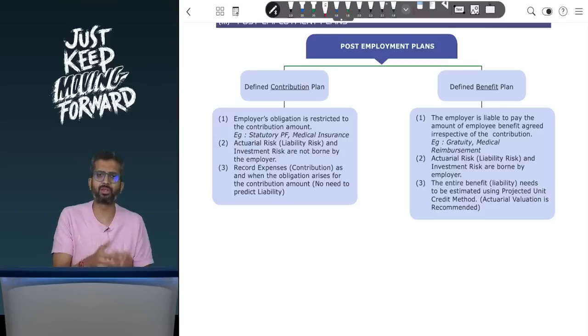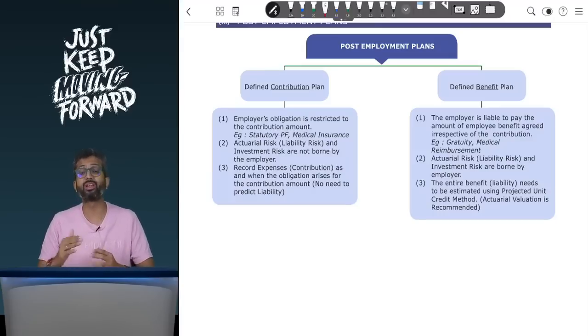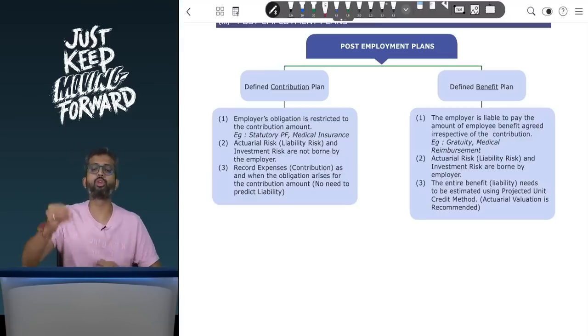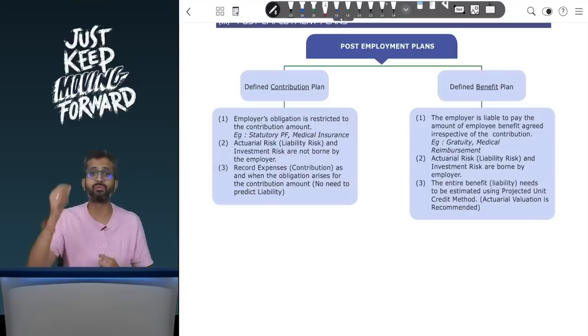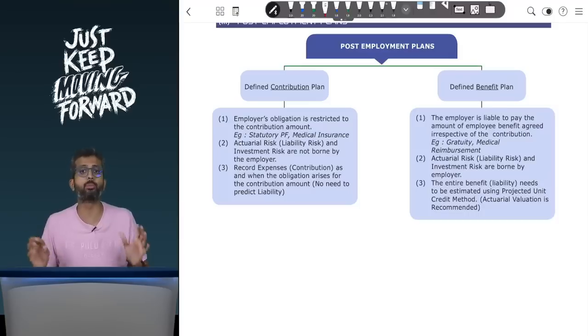You record the expenses for the contribution amount as and when the contribution accrues. However, when you look at the defined benefit plan, irrespective of whether you contribute or you don't contribute, your liability as an employer, like gratuity, is 15 by 26 into last drawn salary into completed years of service.